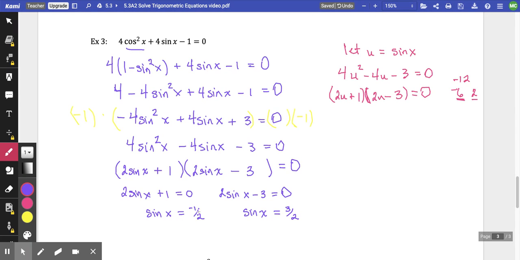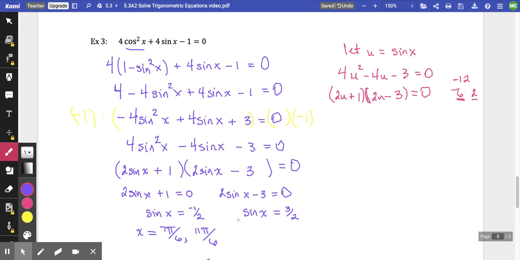So sine of x is equal to -1/2. Sine is the y value on the unit circle, and the y values are negative in quadrants 3 and 4. So I'm going to look for an answer in quadrant 3 and an answer in quadrant 4. My reference angle that gives me a y value of 1/2 is pi/6. So the pi/6 angle in quadrant 3 is 7 pi/6, and in quadrant 4, it is 11 pi/6.